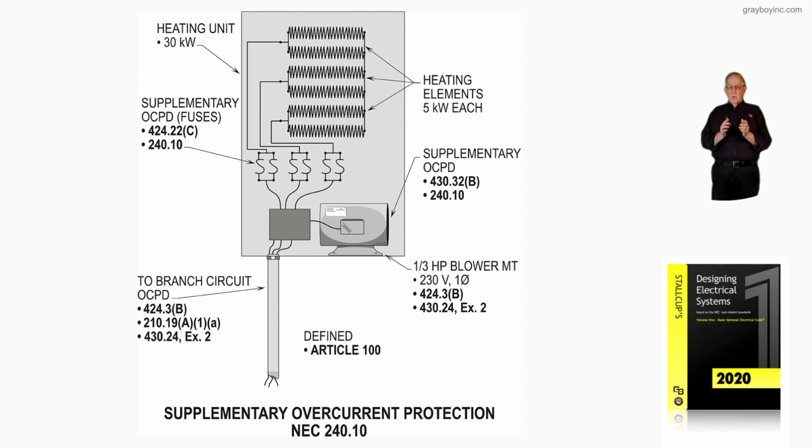So in summary, those fuses that you see in the heating unit only protect those elements. The branch circuit is protected back upstream at the service equipment or sub-panel, wherever those conductors are receiving their power. Then you have a thermal overload that's in the motor that protects it. So that's what this Figure 9-18 is illustrating when supplementary overcurrent protection is used.